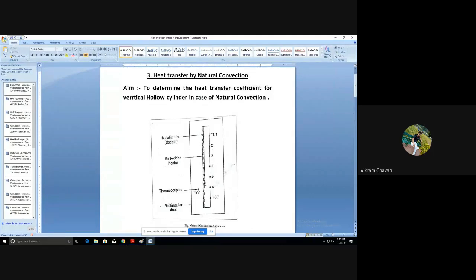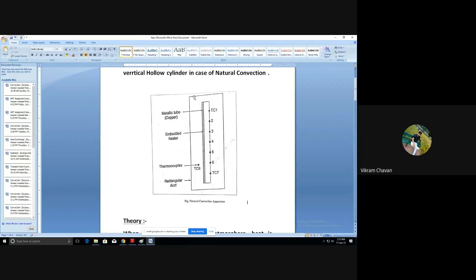Here I'm speaking about the construction details of this particular experiment. The experiment consists of a rectangular duct, which has a function to avoid unnatural flow of air inside the duct, so that the environment will be maintained properly. There will be a still environment inside the duct, and this duct is open at the top side and at the bottom side for the movement of air due to natural convection.